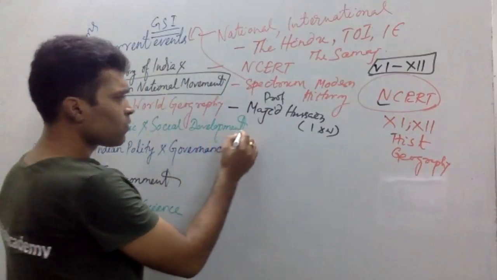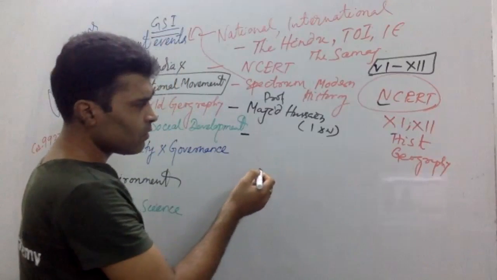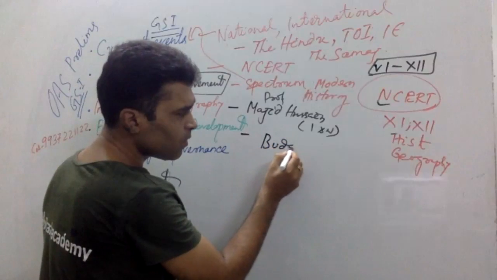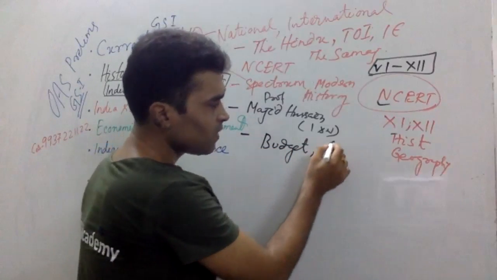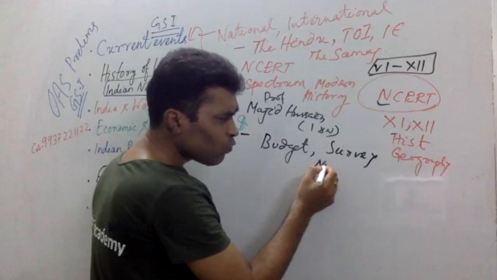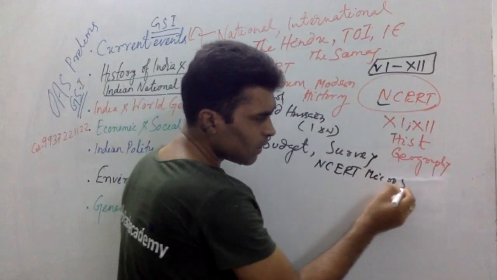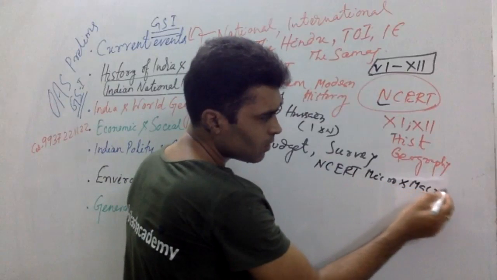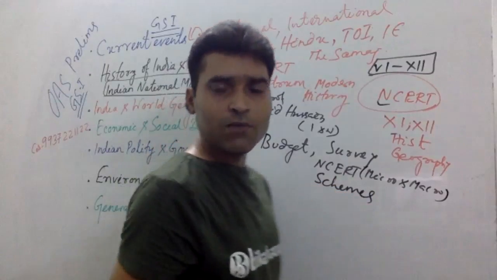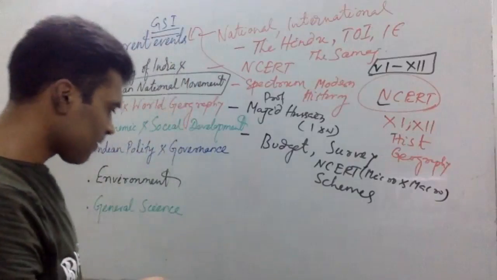And for economic and social development, you should follow the recent budget and survey, right? For this, you may follow NCERT, micro and macro, right? And also important schemes of the Government of India and Government of Odisha you should follow, right?